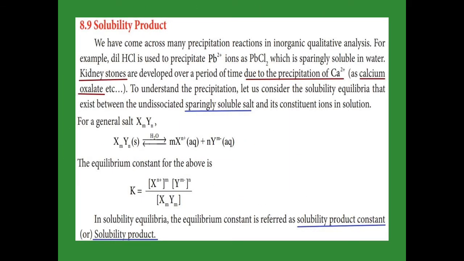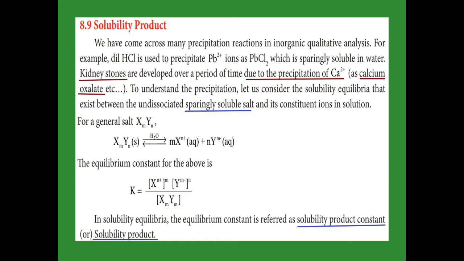This solubility product is useful to find out whether a reaction gives a precipitation or not. Here dilute HCl, when it reacts with lead 2 plus, gives lead chloride, which is sparingly soluble in water. That is, half of the salt is dissolved in water and half of the salt gives a precipitate. In the same way, a kidney stone develops by the precipitation of calcium 2 plus as calcium oxalate. We can find out the precipitation of calcium 2 plus by the solubility product. But before that, what is the solubility product? The definition we are going to learn here.